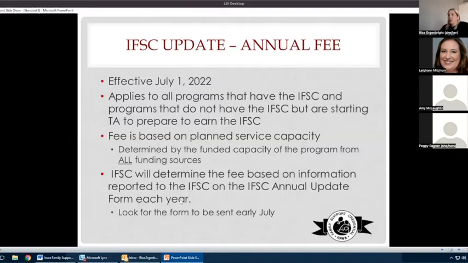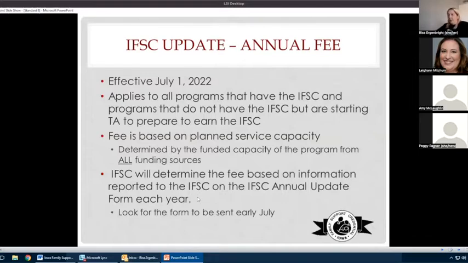The Iowa Family Support Credential, myself in conjunction with IDPH, will determine the fee based on the information that's reported to us on an annual update form each year. That form will be sent out every July. You're required to complete it and send it back by July 31st. And then that's how we know how much to invoice you for.